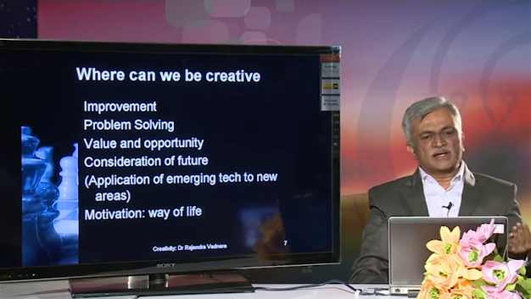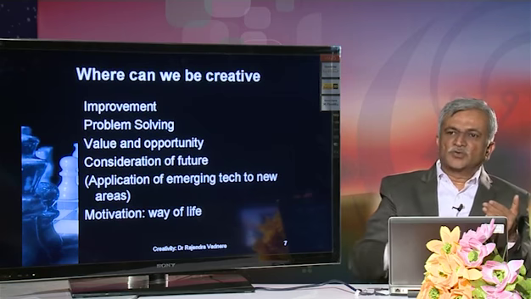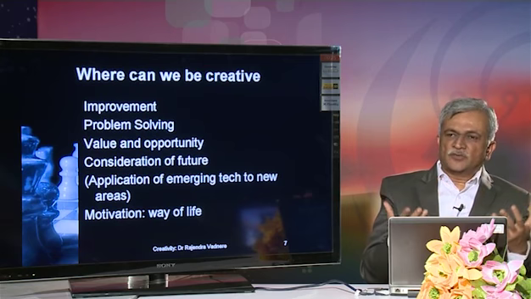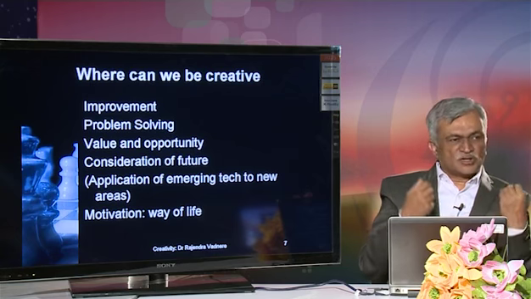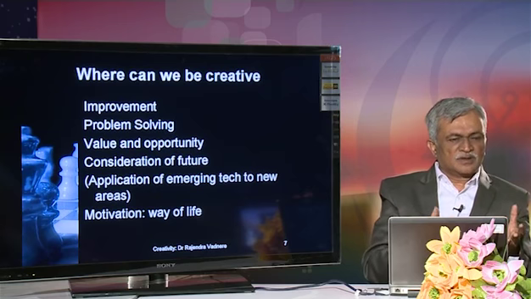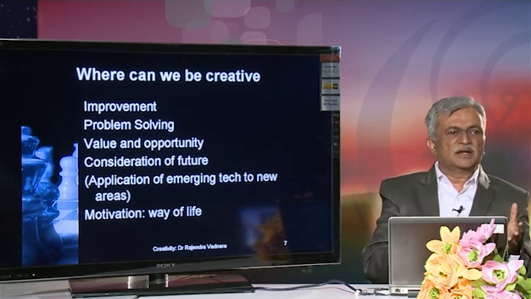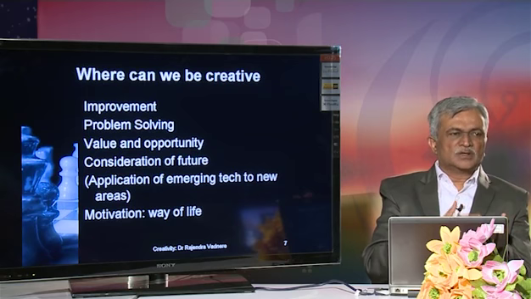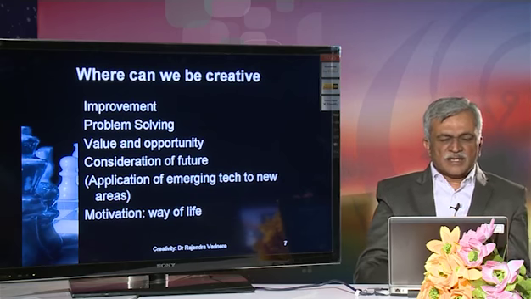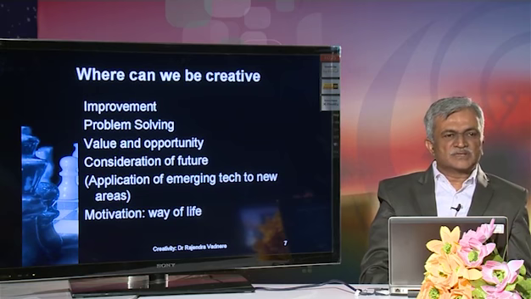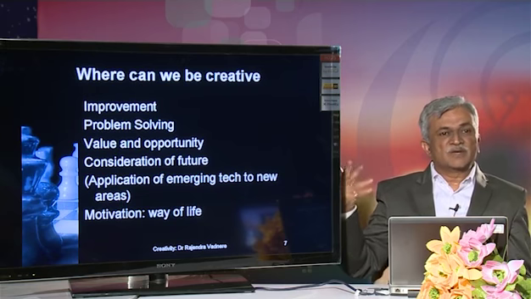You can think about new ideas in the routine manner, or you can think in an out-of-the-box manner and find an improvised version of a design. You can be creative in problem solving, where the solution is not there, we are stuck and we have tried to find the solution in the usual manner and have not been successful. So, we need a creative solution. So, another area of being creative is problem solving. Then there are areas in values and opportunities. We can think about what various opportunities may be available.